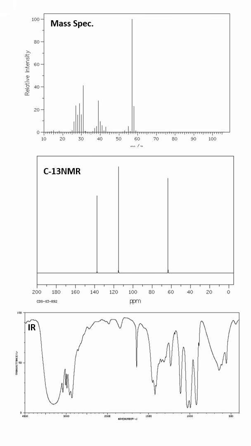Okay, so we've got three spectroscopic graphs here: Mass Spec, carbon-13 and an IR, and we're going to see if we can identify the unknown molecule. Let's start with the Mass Spec graph.